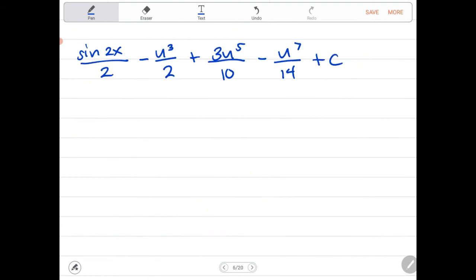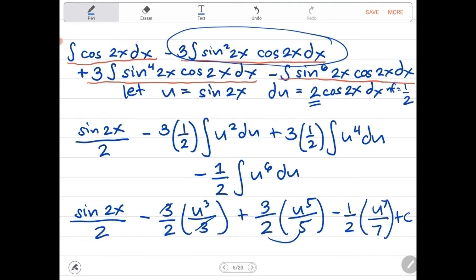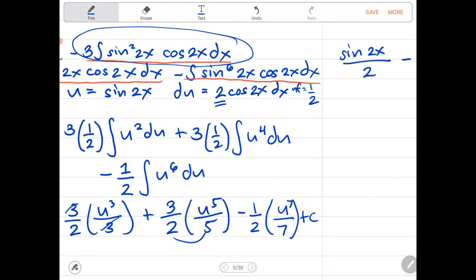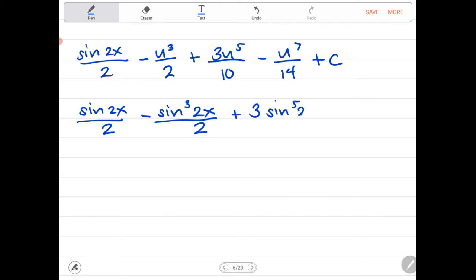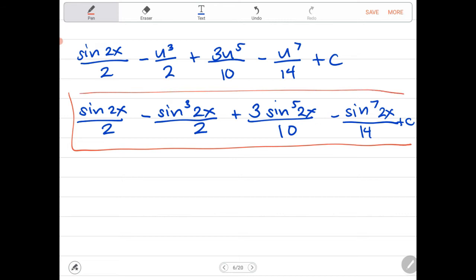Of course, the last step, don't forget to substitute the original value of u. What is the original value of u? Sine 2x. So for our final answer, that is sine 2x over 2 minus sine cube 2x over 2 plus 3 sine raised to 5 2x over 10 minus sine raised to 7 2x over 14 plus c. So now this will be our final answer.